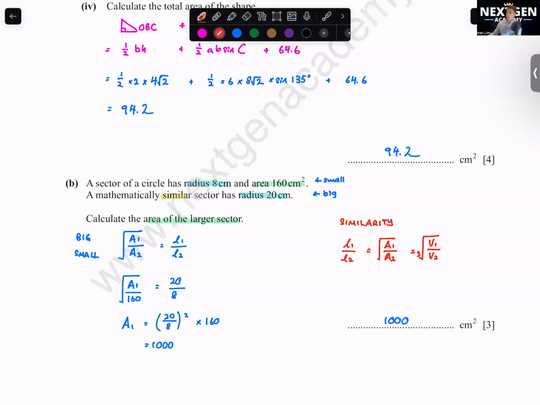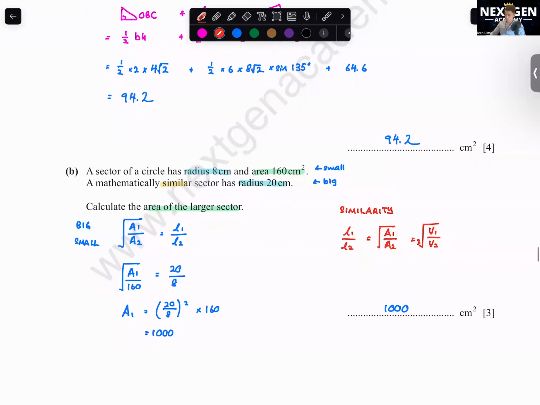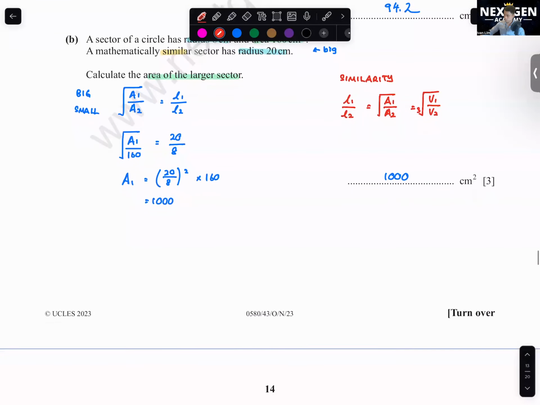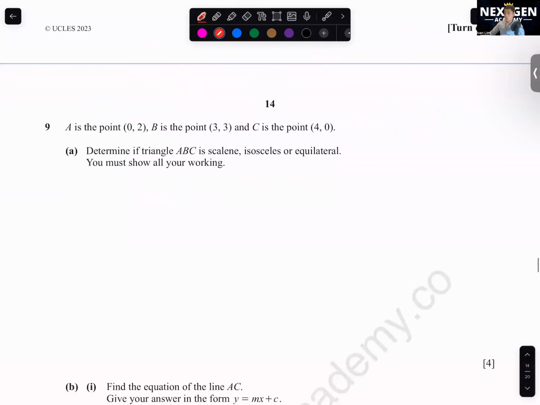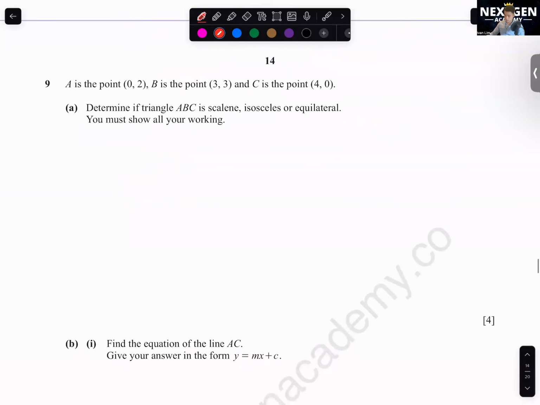Okay. Question 8. If you are good, just type 8. Okay, just type in 8. Okay, let's go to the next one. Question 9.